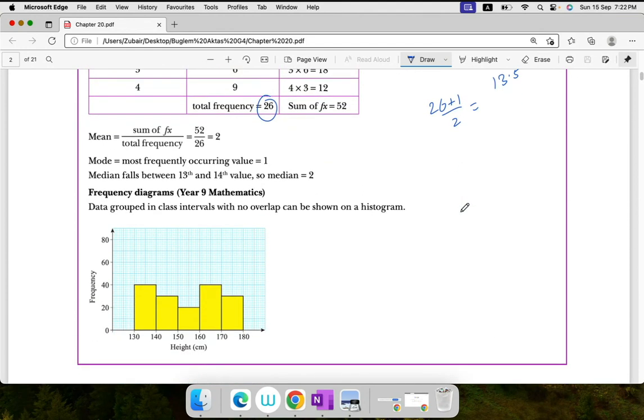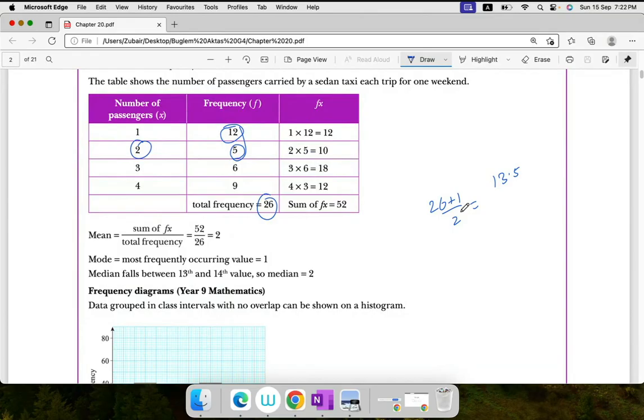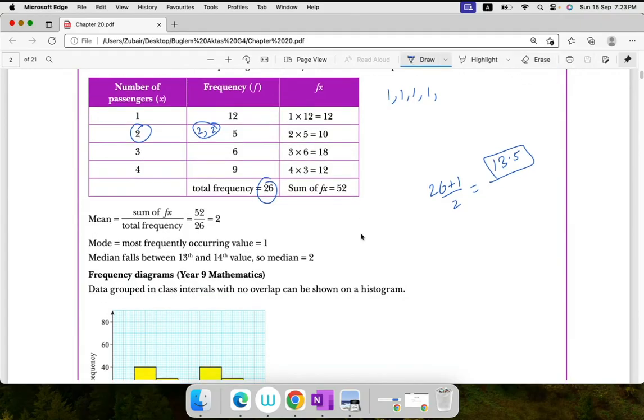So with the 12 numbers, and then median should be 2? Median should be 2. If I arrange these numbers in order, the first 12 numbers are going to be 1. That means the 12th number is 1, the 13th number is 2, and the 14th is also 2. That makes the 13.5 median the mid number. Yes. Okay. So that's why it is 2.